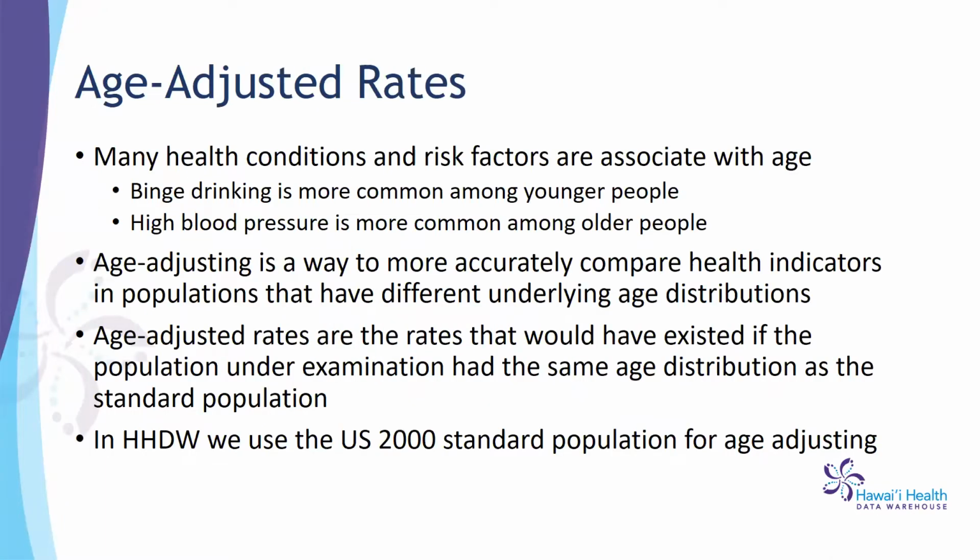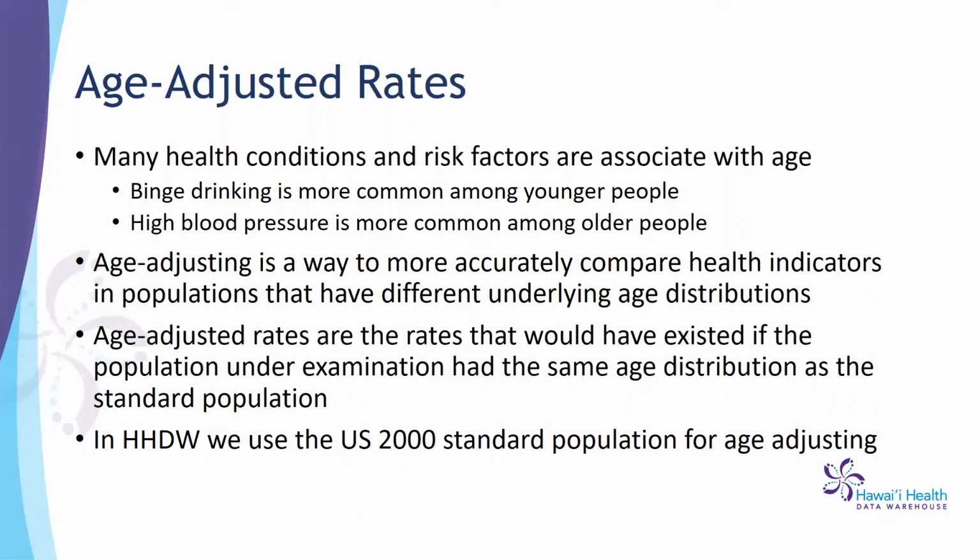Many health conditions and risk factors are associated with age. So for example, binge drinking is more common among younger people, and high blood pressure is more common among older people. So when this happens, you might need to age adjust to more accurately compare the health indicators in populations that have different age distributions.